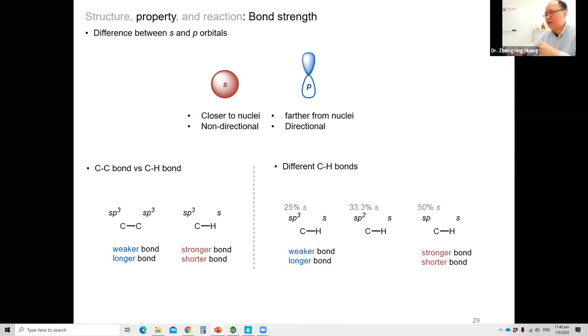Okay, understandable? Then if we compare different types of CH bond, we have different hybridizations like sp3, sp2, and sp. The sp is 1s, 1p, right? So 50% s character, while sp3 is 1s, 3p, which is 25% s character. Because s character is closer to the nucleus, this bond is shorter and stronger. That means the sp CH bond is a stronger bond than the sp3 CH bond, which is a weaker bond, okay? This is actually a little bit advanced, but just keep that in mind. You can predict the bond strength by knowing the hybridization of the participating atoms.